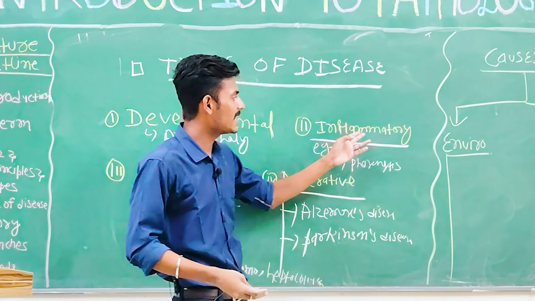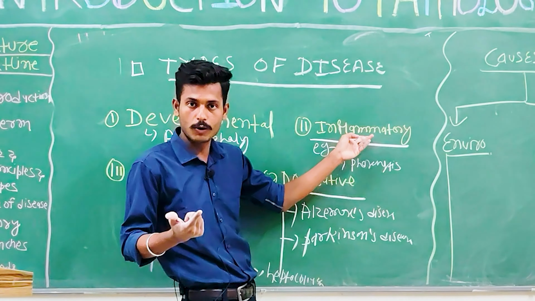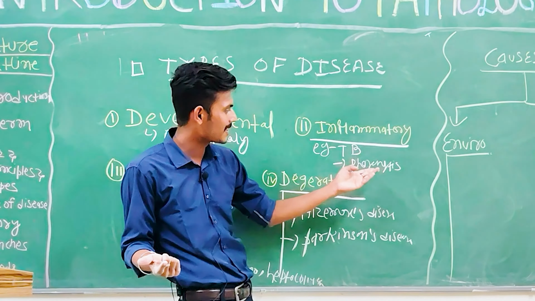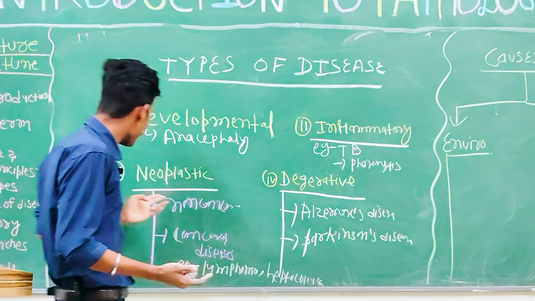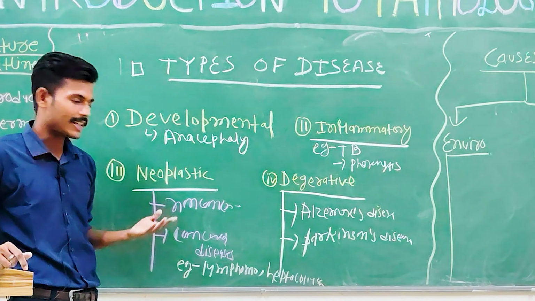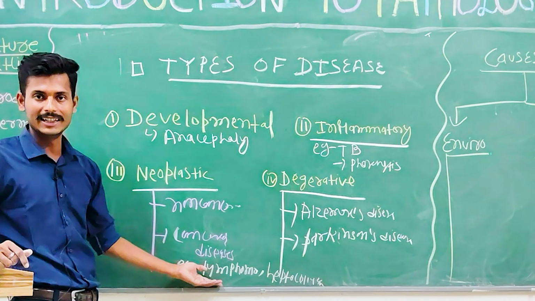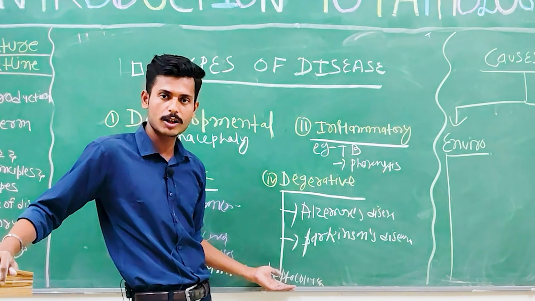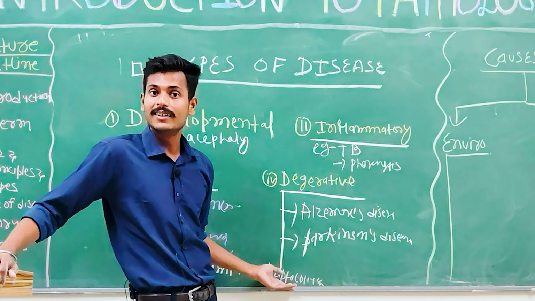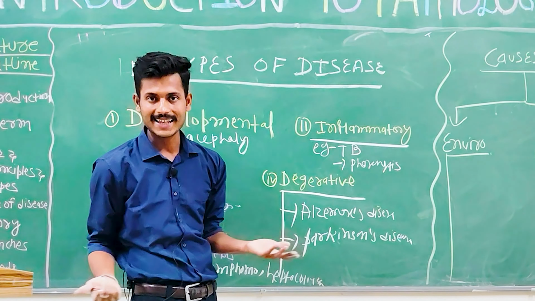Then there is the inflammatory condition, the invasion of microorganisms, for example tuberculosis, pharyngitis. Then you have the neoplastic diseases, basically cell abnormality. It can be cancerous or non-cancerous. For example, lymphoma, cancer of the lymph nodes, hepatocellular carcinoma, cancer of the liver, and leukemia, the blood cancer.